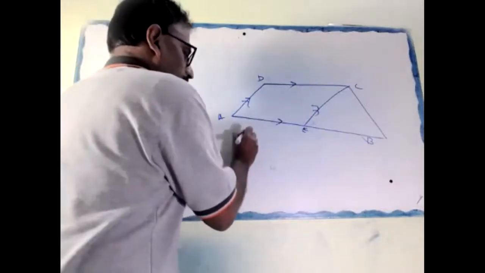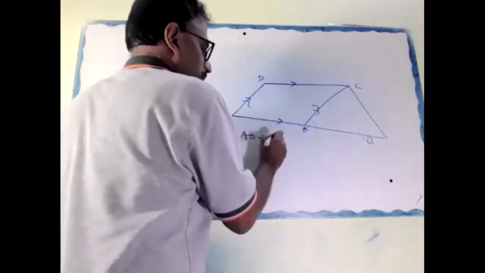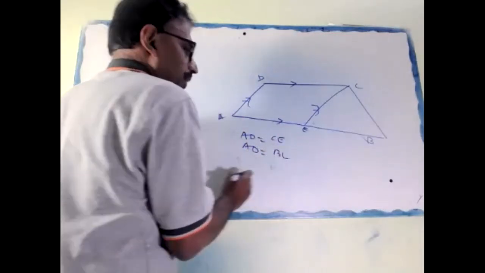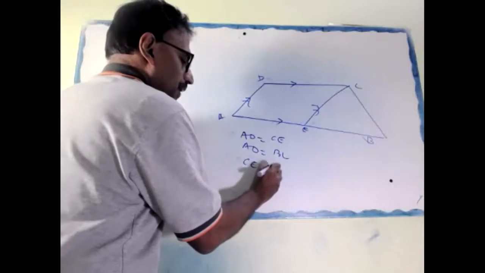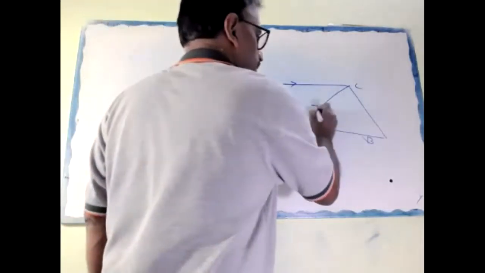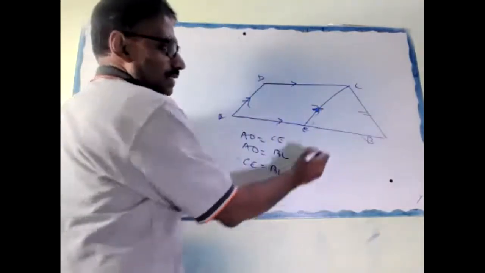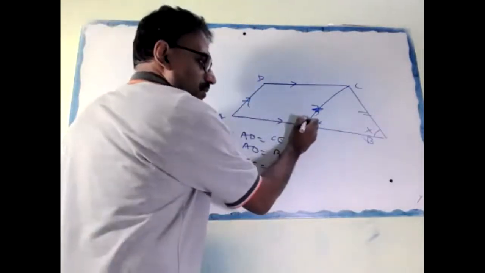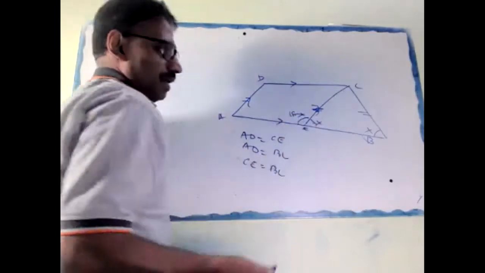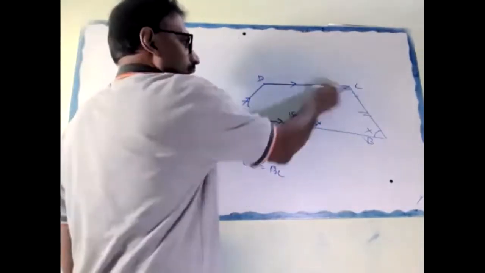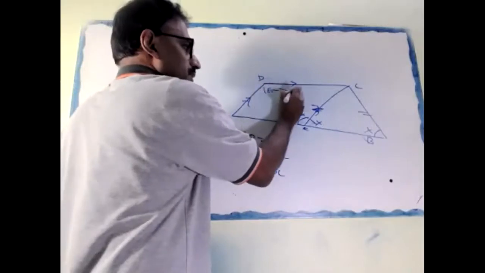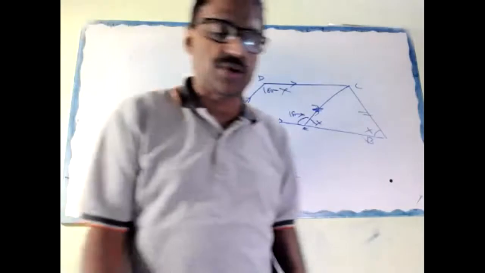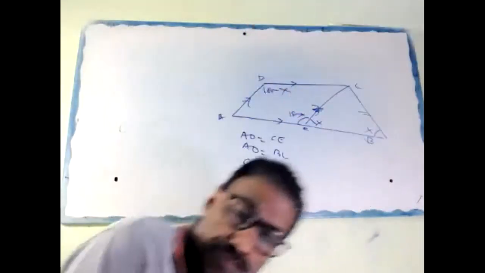Then AD equals CE. AD equals BC, given. Therefore, CE equals BC. These two are equal. Hence, this is X, this also X. This is 180 minus X, linear pair. AEFD is a parallelogram, 180 minus X. So we add D plus B: 180 minus X plus X equals 180. Hence, it is a cyclic quadrilateral.